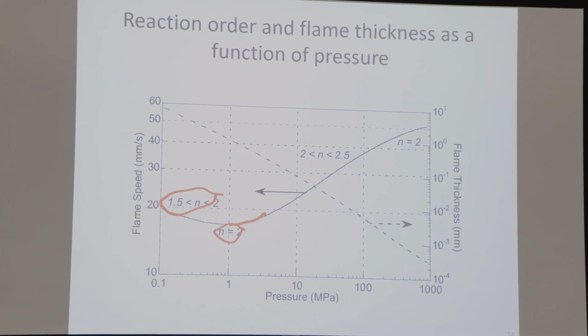Okay? And then as I continually increase the pressure, eventually the flame speed increases, and again it gets to a value of reaction order between 2 and 2.3, and then at very high pressures it comes back to 2. So again, there's a very unusual behavior. Take a look at the thickness of the gas phase flame as I increase the pressure. If I get to 100 atmospheres, the flame thickness is probably less than 100 microns. Maybe you're getting close to 10 microns or so, maybe even close to 1.